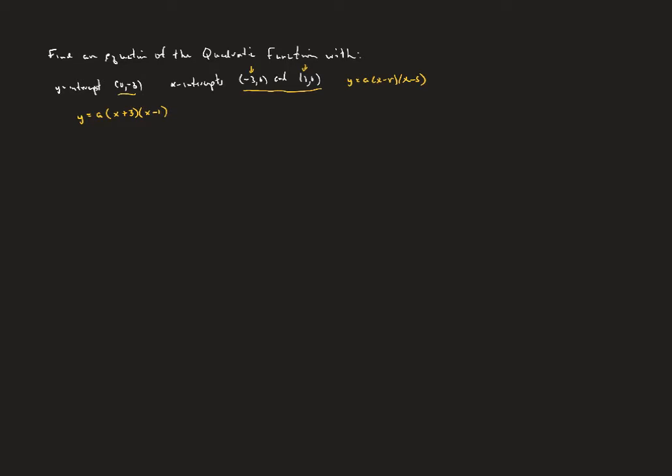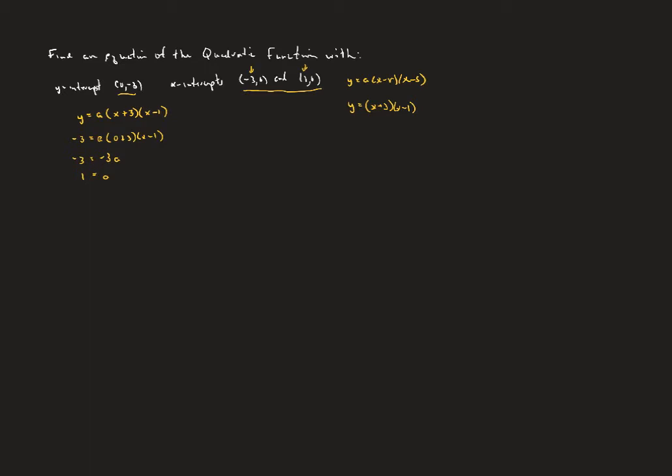That's a value for x and y that will make this be a true statement. So I'm going to plug the -3 in for the y and 0 in for both of the x's, and that will tell us that, let's see, 3 times -1, that -3a is equal to -3, therefore a is 1, and so our equation is going to be y equals 1 times x plus 3 times x minus 1.